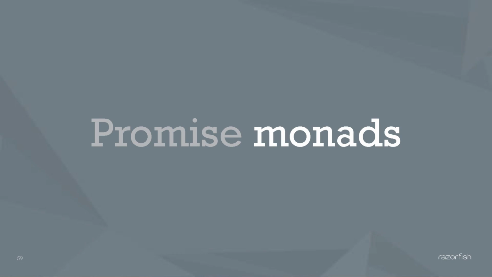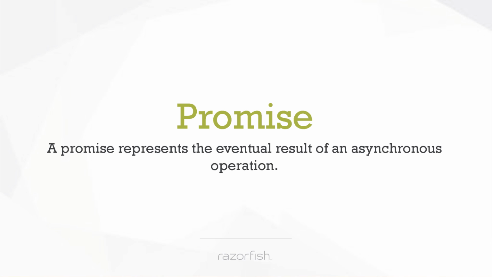Promise monads. So this is another big word, especially for JavaScript people, because what's a monad? And what's a promise? So let's talk about them in isolation. A promise represents the eventual result of an asynchronous operation. There's one thing that's common with people who understand promises. It's sort of a blessing and a curse, because when you start to understand it, you lose the ability to explain it.